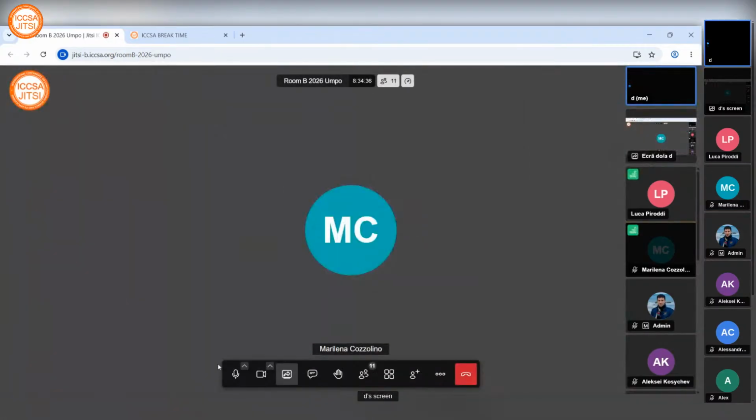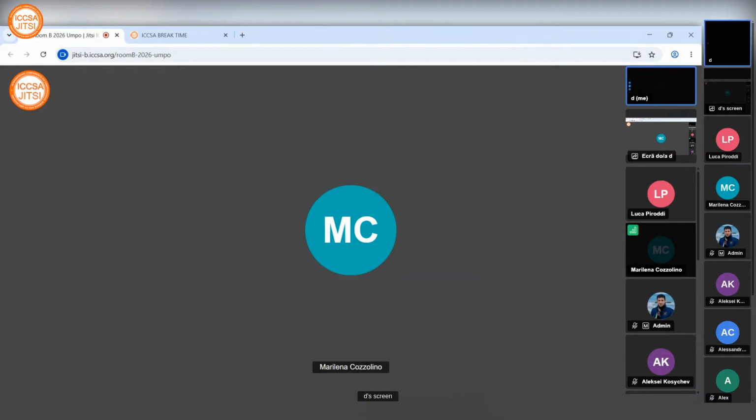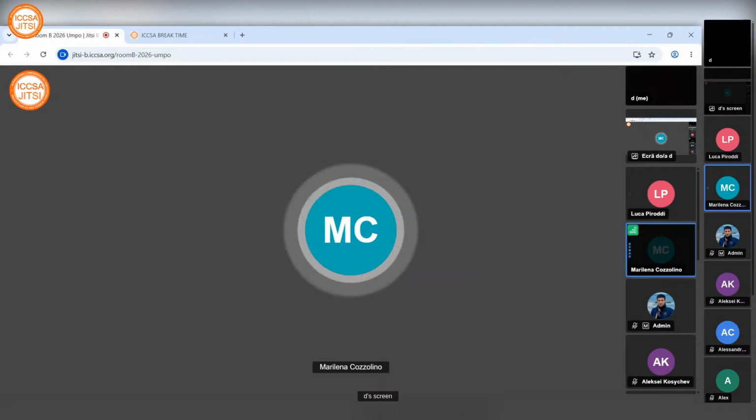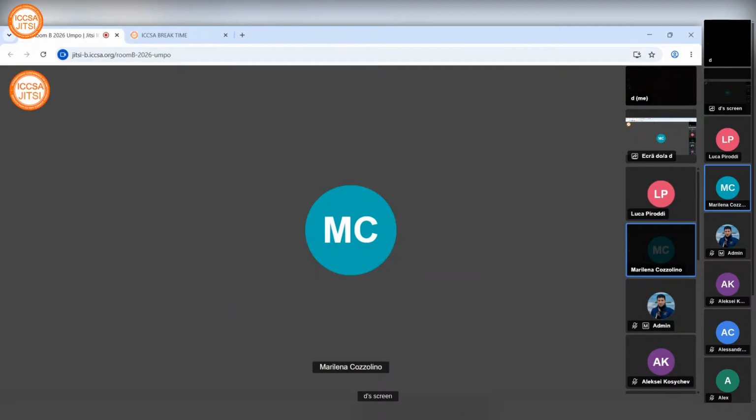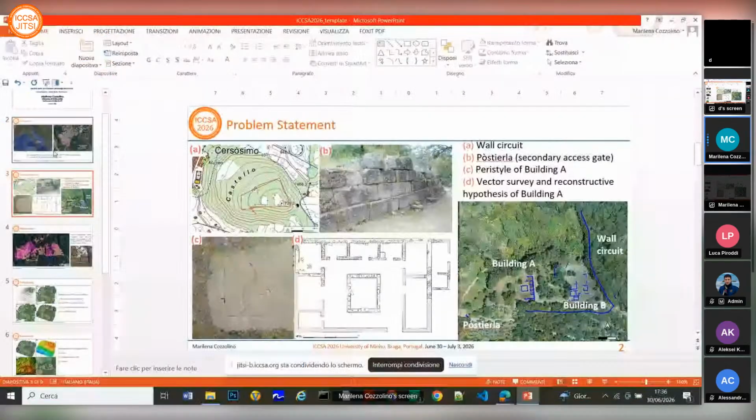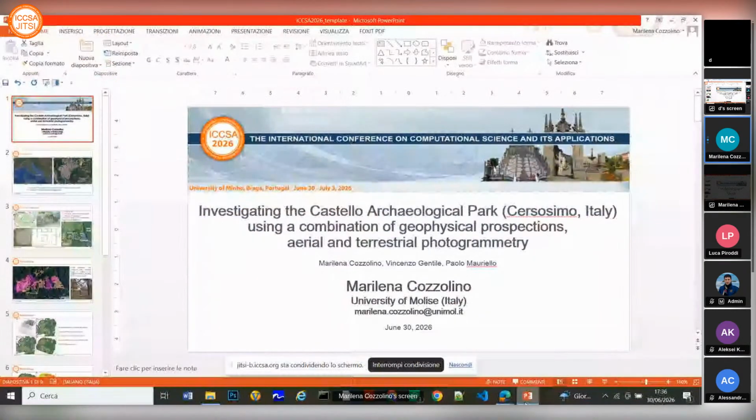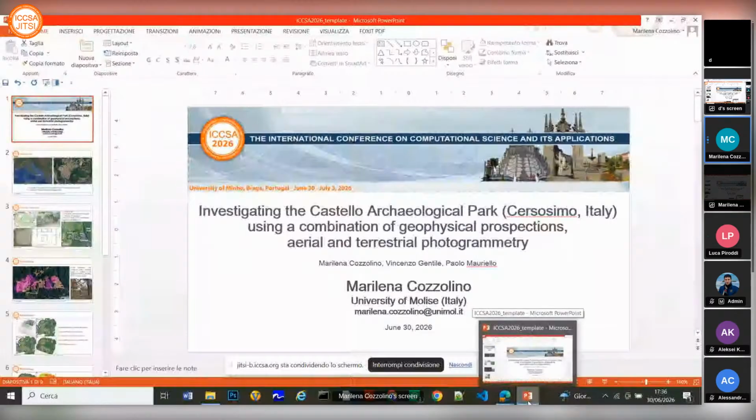Okay. The next presentation is investigating the Castello Archaeological Park, Cersosimo, Italy, using a combination of geophysical prospection, aerial and terrestrial photogrammetry. The authors are Marilena Cozzolino, Vincenzo Gentile, and Paolo Mariello, and the presenter is Marilena Cozzolino. Okay, good afternoon. And yes, I'm going to present these preliminary results obtained here at the Castello Archaeological Park.